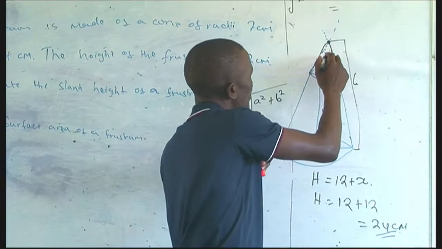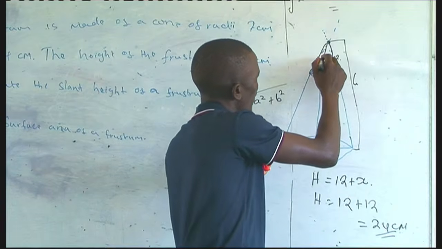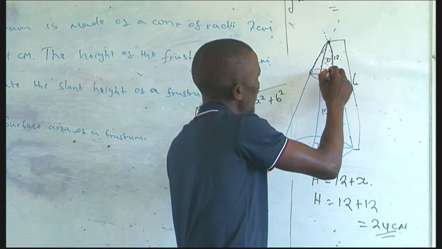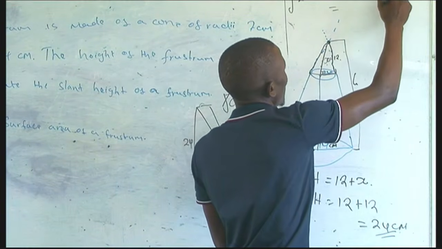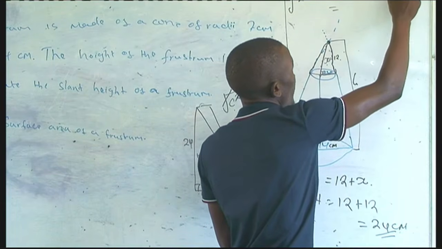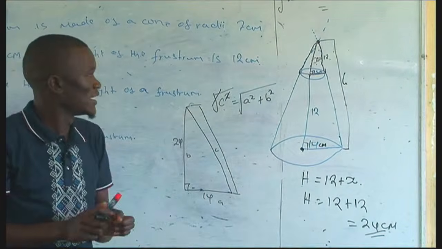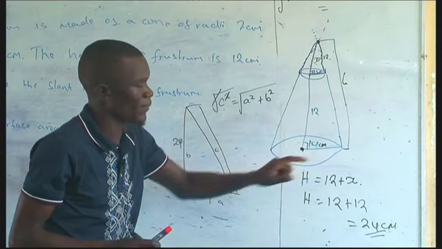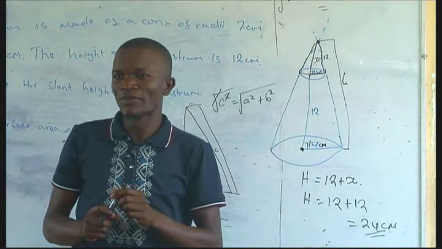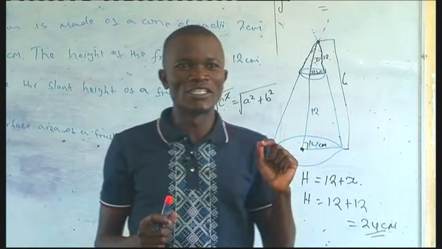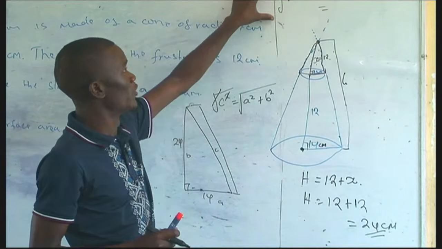Minus. You see again at the top here, we have 12 and we have 7. Minus again 12 squared minus 7 squared. This one will help us to get the slant height of the frustum. Now if you do the two, what are you getting? You can type in the comment. 24 squared plus 14 squared, you get the square root.